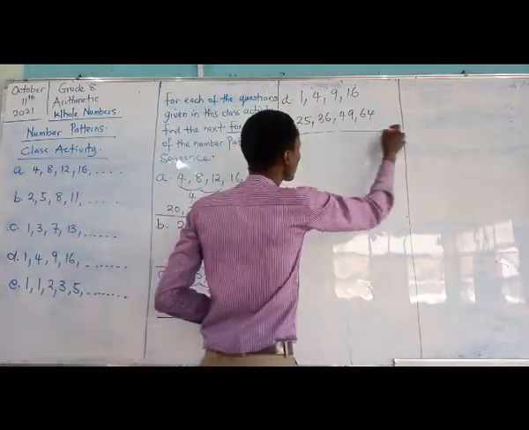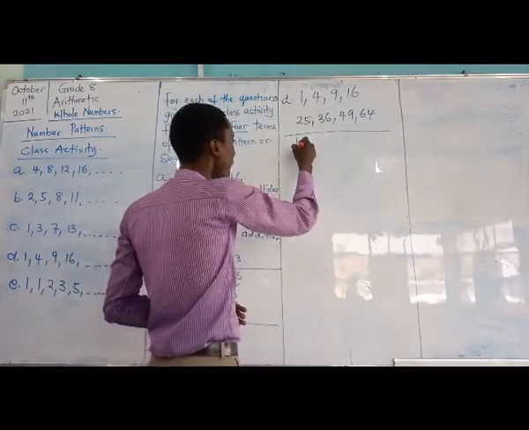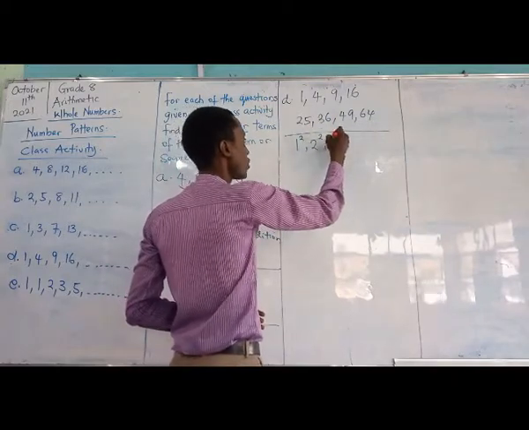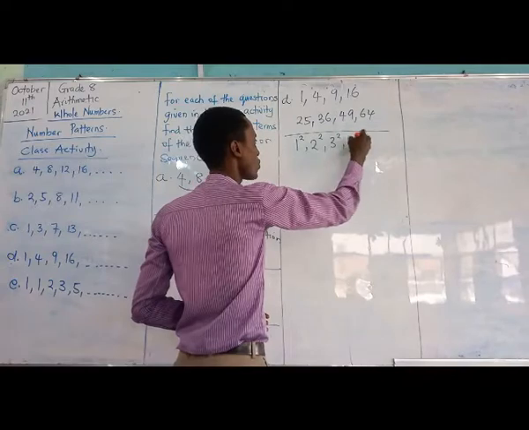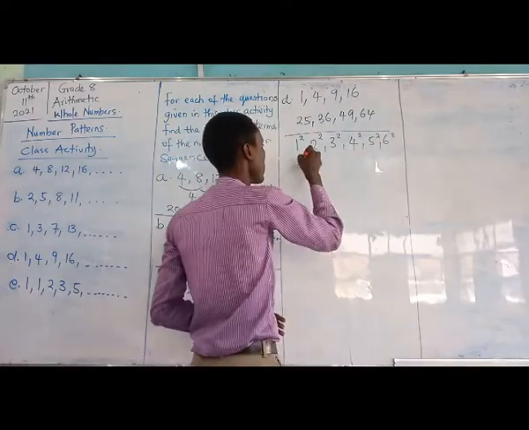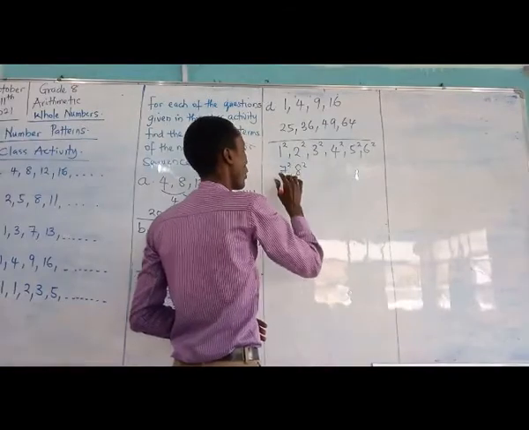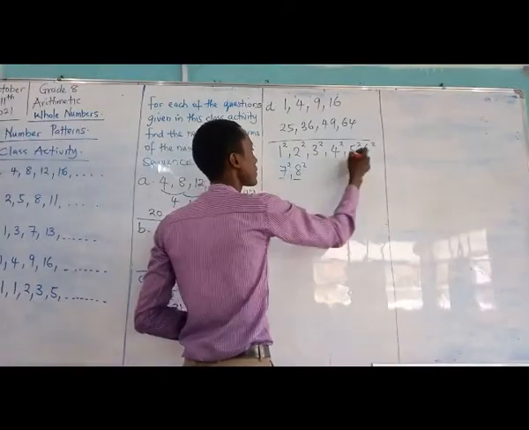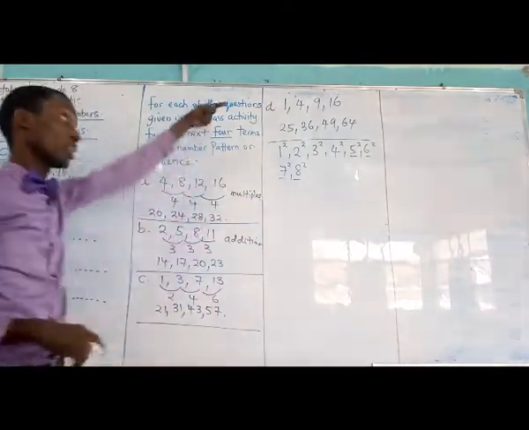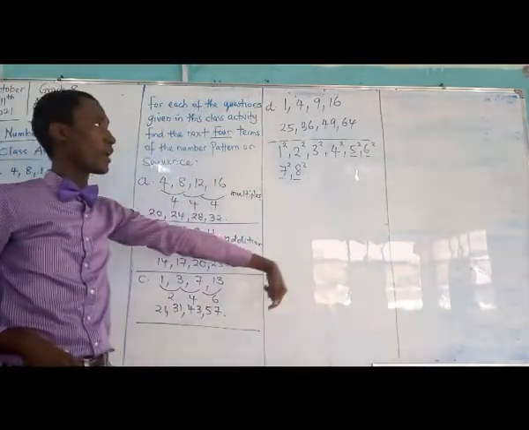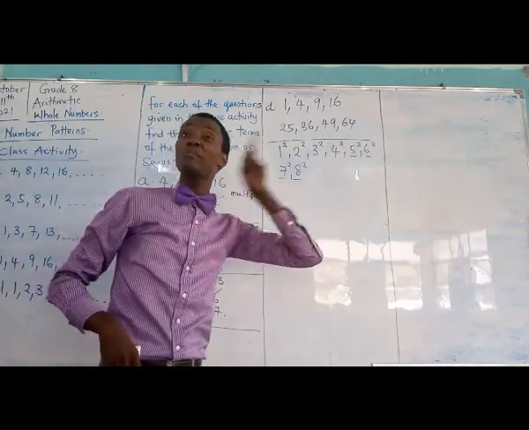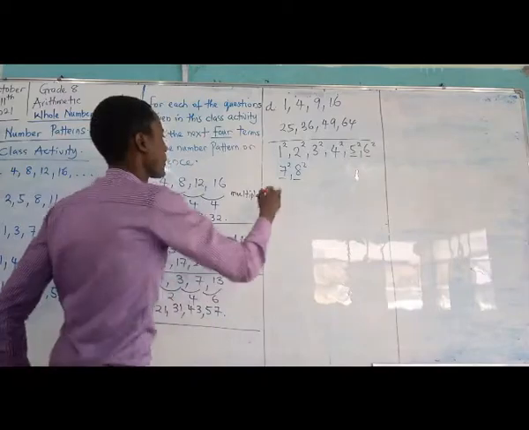Maybe you still don't see it. Let's take it a little backwards now and see. This 1 is taken as 1 square, 4 is 2 square, 9 is what? 3 square, 16 is what? 4 square. So this one will be 5 square, 6 square, 7 square, and 8 square. When you simplify all of these, you will get this answer here. So you have seen that when we talk about the hints for number pattern, one of the hints is to look at whether you have perfect squares.